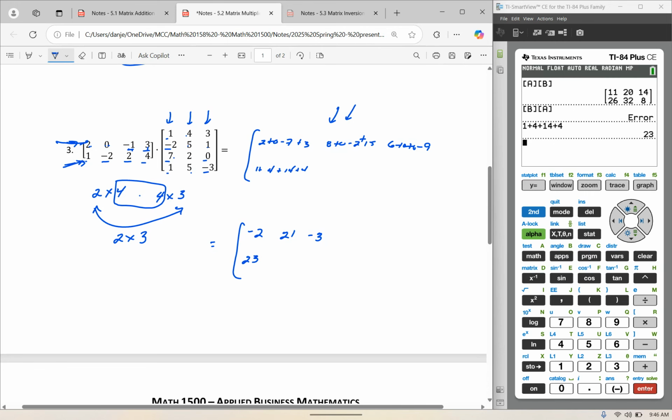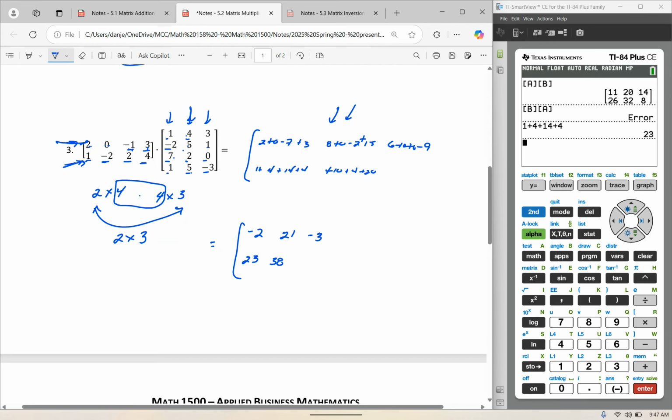Second row times the second column, so 1 times 4 is 4. Negative 2 times 5 is negative 10. 2 times 2 is 4. And then 4 times 5 is 20, so it looks like we should get 38.